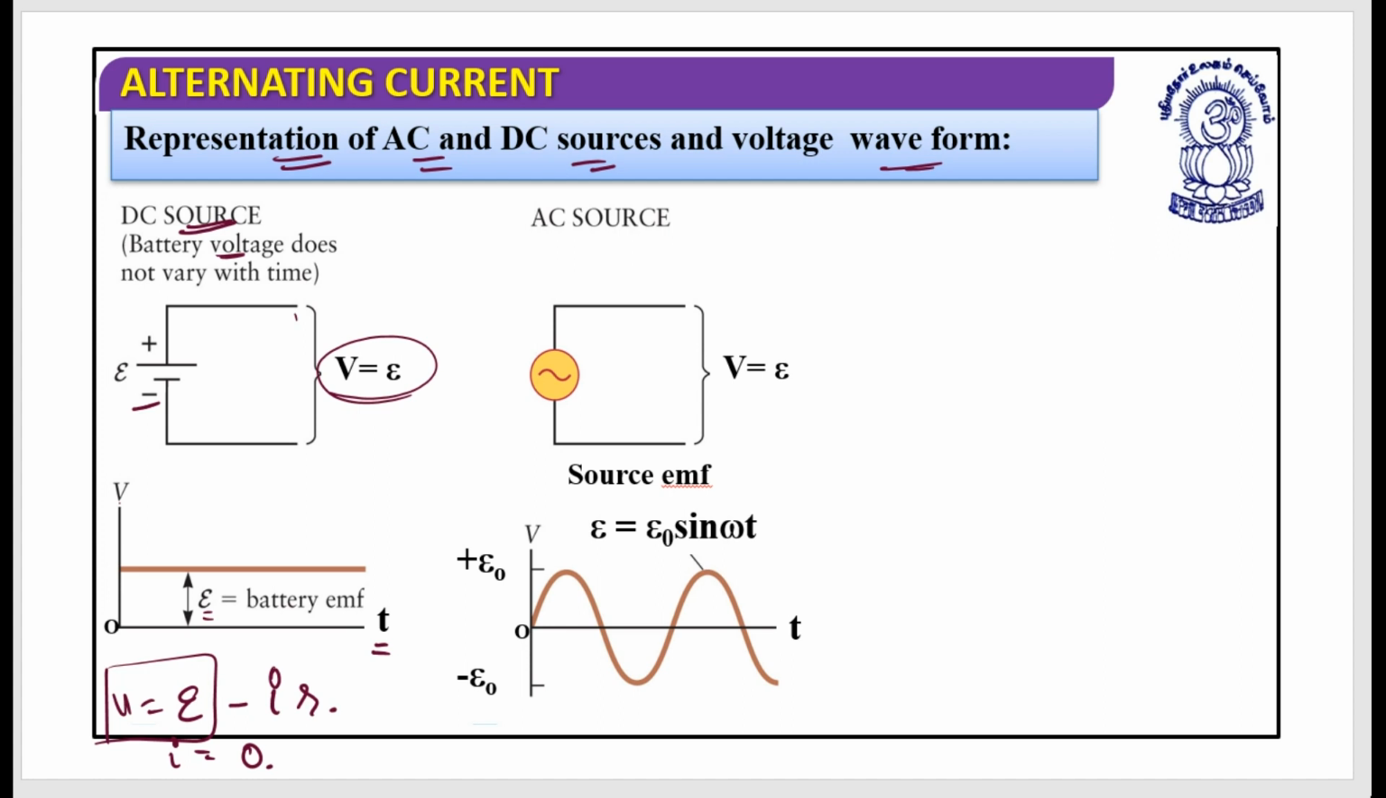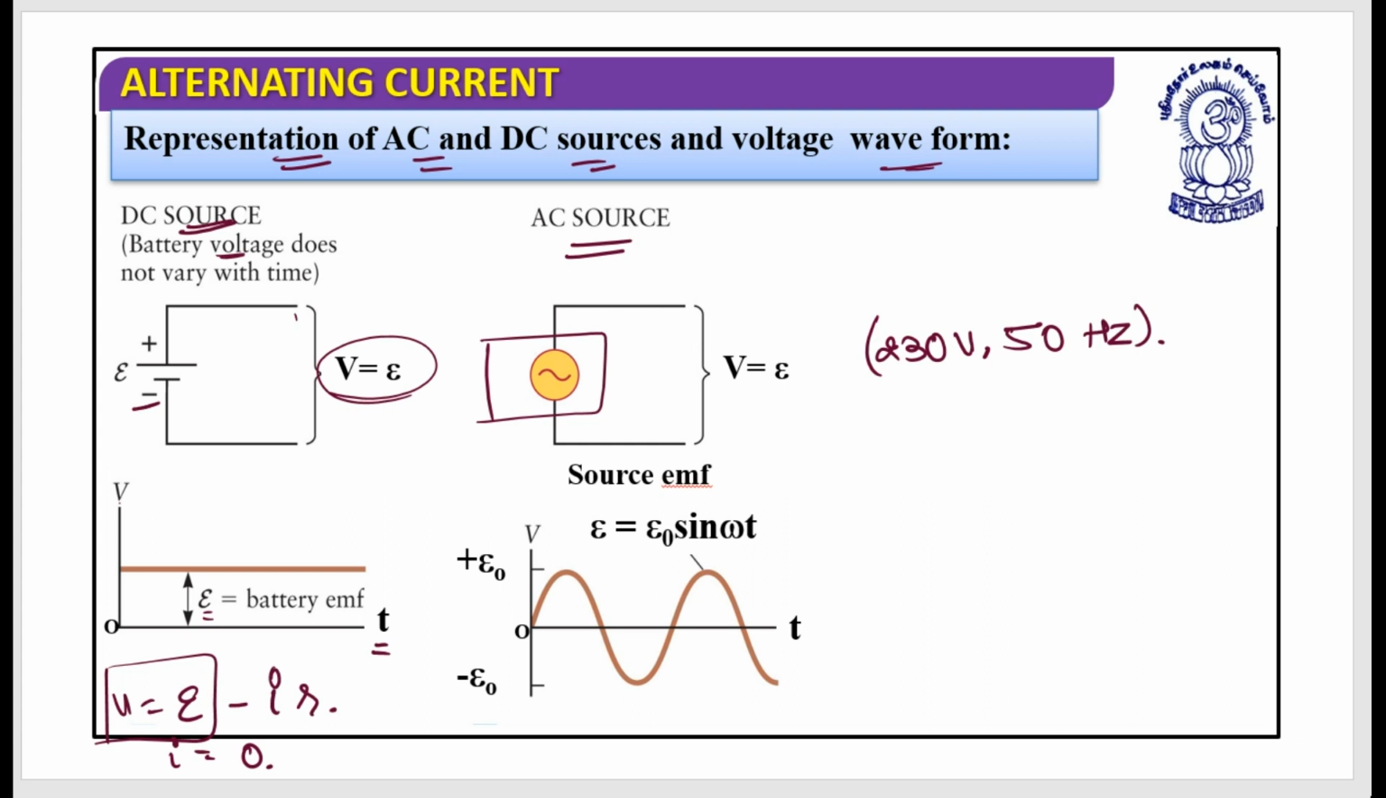Now let's discuss what an AC source looks like. This is the symbol of AC, an alternating current source. Whatever source we receive at our home is an AC source. Yes, it has a specification, or I should say ideally it should have this: 230 volt, 50 hertz.